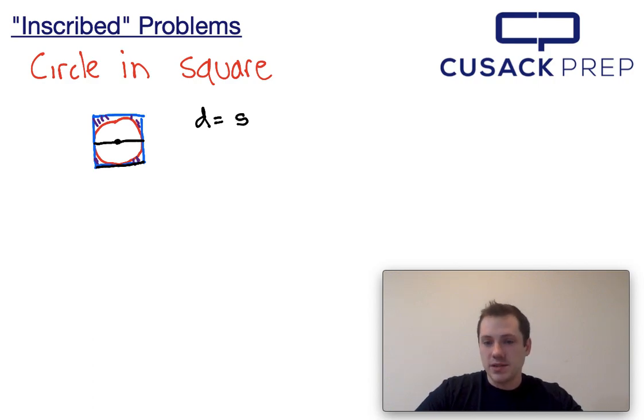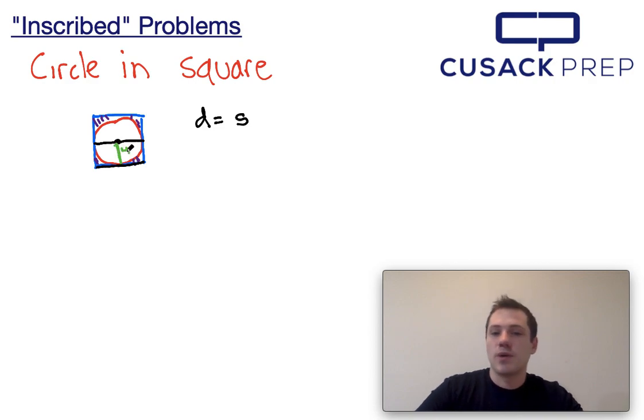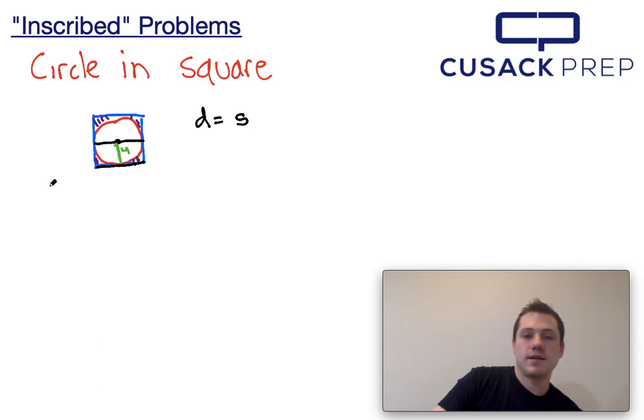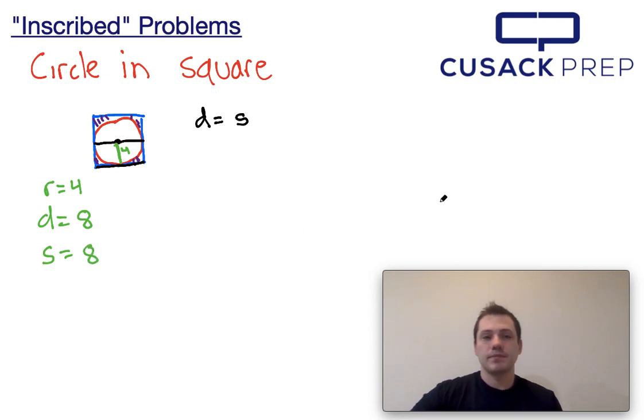A lot of times what they'll do on a test is they will simply tell you the radius. They will give you a line like this, and they'll tell you that the radius is 4. Well, if the radius of the circle is 4, what would the diameter be? Twice the radius, so the diameter would be 8. So if I'm given radius is 4, I can then deduce that my diameter is 8, which then allows me to determine that my side length of my square is also 8.